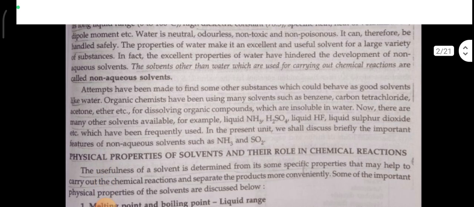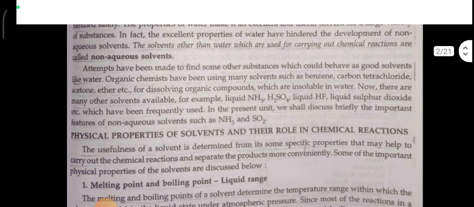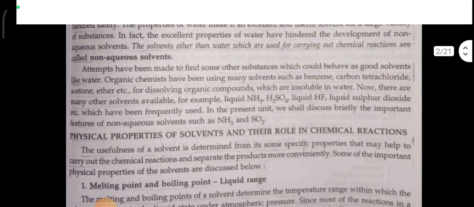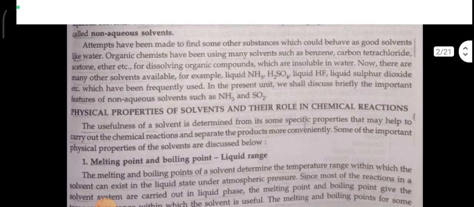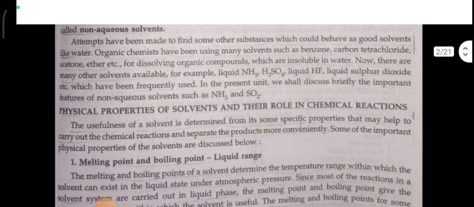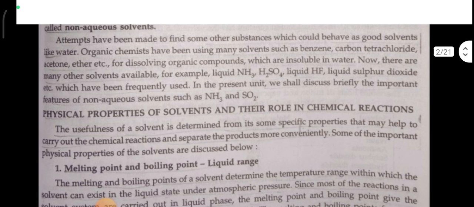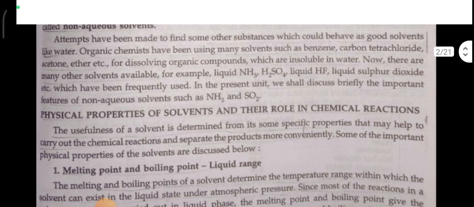In fact, the excellent properties of water have hindered the development of non-aqueous solvents. The solvents other than water, which are used for carrying out chemical reactions, are called non-aqueous solvents. Attempts have been made to find some other substances which could behave as a good solvent like water.